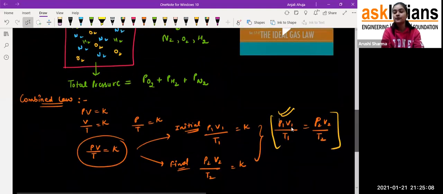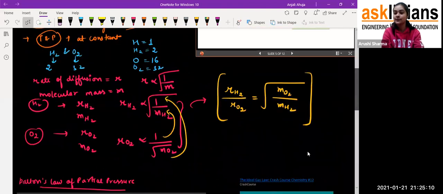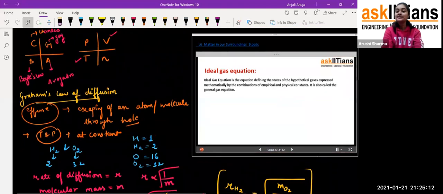Now we are left with only one thing, that is the ideal gas equation. See student, the ideal gas equation is the equation which is followed by an ideal gas. And guess what? We don't have any ideal gas, because I hope you have heard that nothing is perfect. So yeah, exactly, nothing is perfect.